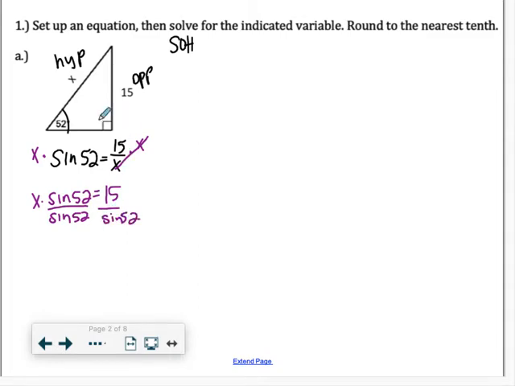Every time you set up an equation, x is either going to be in the numerator or the denominator. And this is the math that goes along with when the x is in the denominator. So this is what we have right now. We have that x equals 15 divided by the sine of 52 degrees. That's what we're going to type in our calculator. 15 divided by the sine of 52.